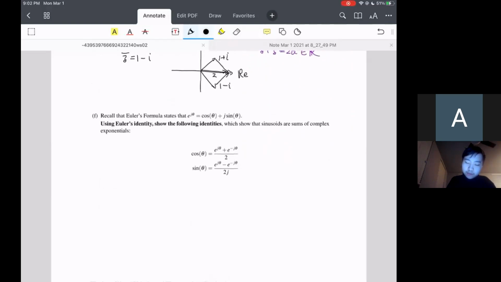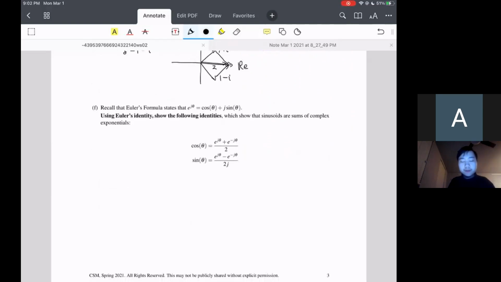All right, so off to part F. Recall that Euler's formula states that e to the j theta is equal to cosine of theta plus j sine of theta. As I said, this is probably the most important property that we want you to know about complex numbers in 16B. So now using Euler's identity, we want you to show the following identities, which show that sinusoids are sums of complex exponentials.